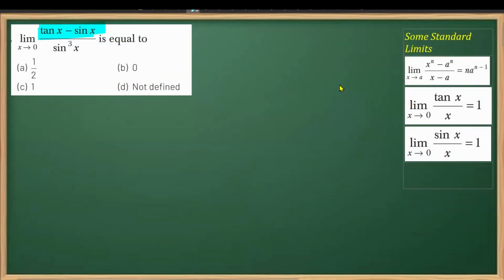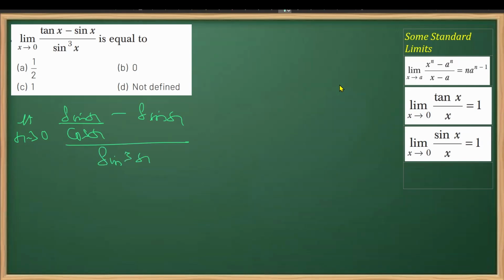The next question is to evaluate this at limit x tends to 0. So what we will do first, we'll use trigonometric ratios here. We can write tan x as sine x over cos x. Let's see what we get if I convert this. So this is limit x tends to 0. I can write tan x as what? Sine x over cos x. So this is sine x over cos x, and then the minus sine x, that whole divided by sine cube x. This is sine cube times x.